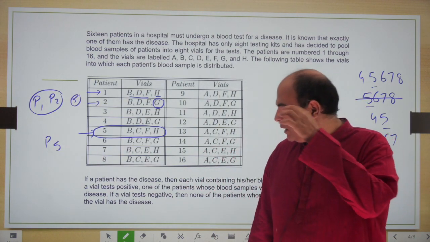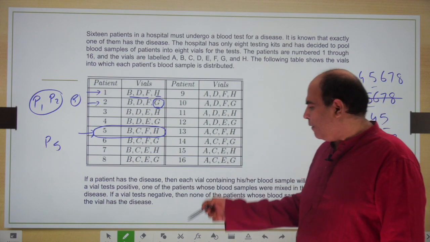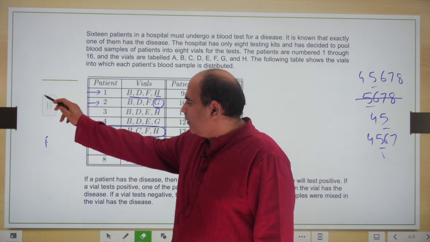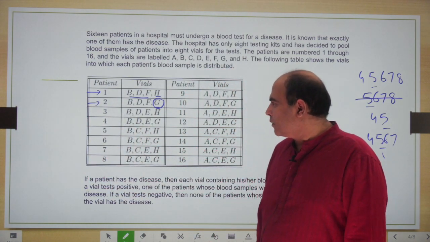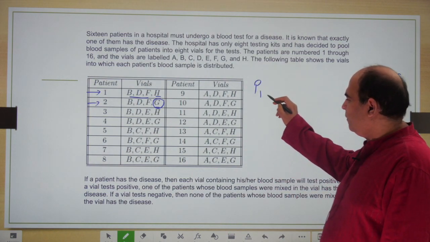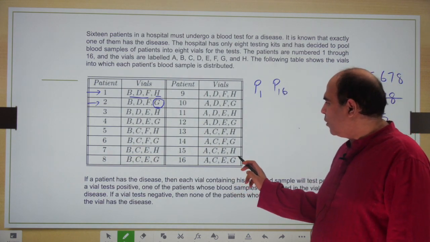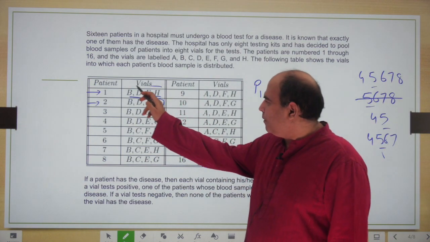So by this time you should start realizing what if I take the mixing. The mixing, they have not told me कि 1 and 2 का ही mix करना है. They are telling me that you are free to mix any 2 bloods. We don't know which bloods he has mixed. So imagine you mix bloods of P1 and P16. Why we are picking P16 is because the vials of P16 are different from the vials of P1.